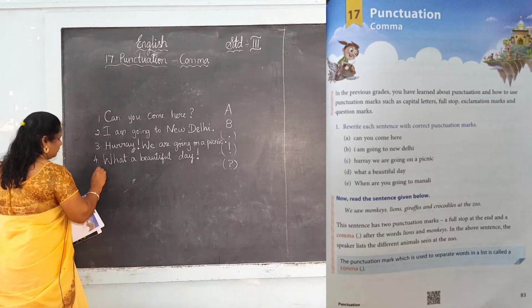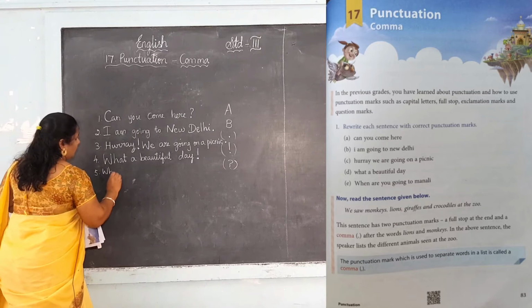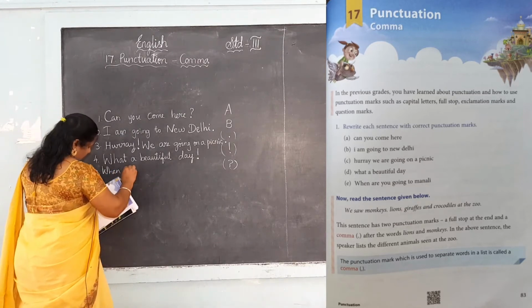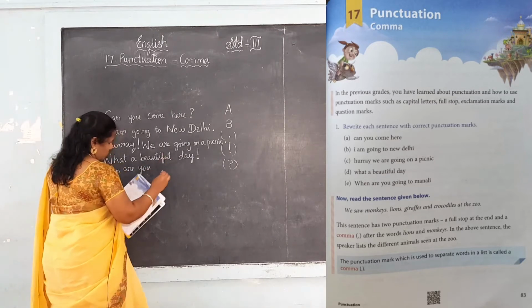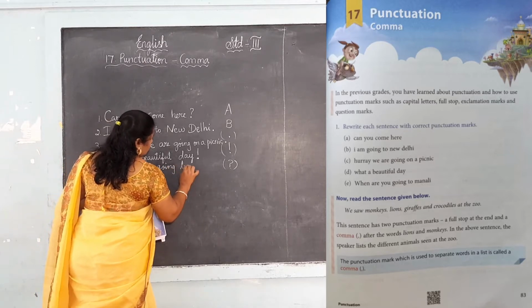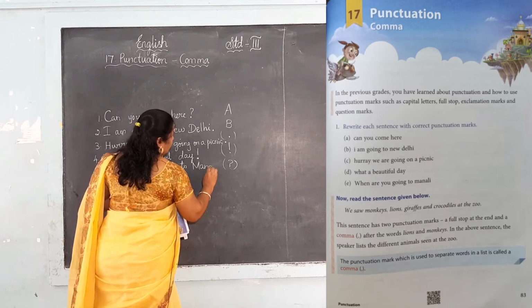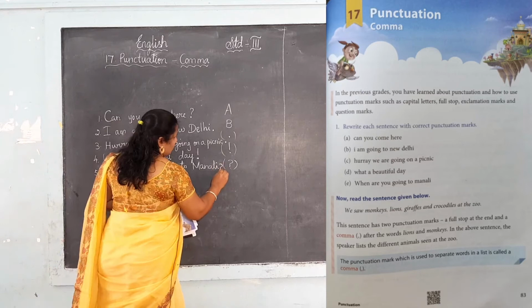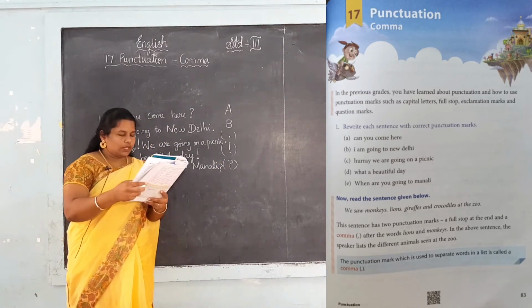Next, fifth one. When are you going to Manali? When? That W is already in capital. When are you going to Manali? The place name should be capital, starting letter. M should be in capital. Then it is a question, so we want to put a question mark. Okay, now let me move to the next one.